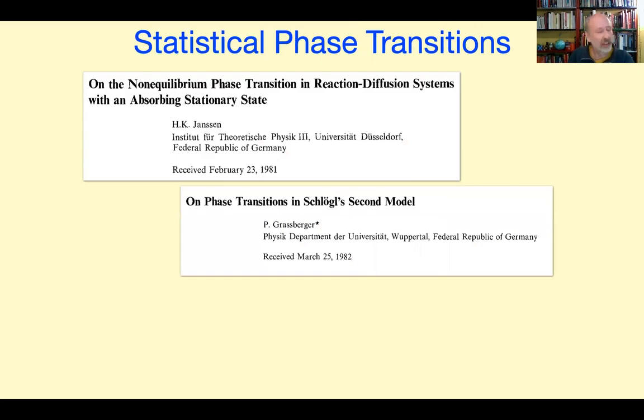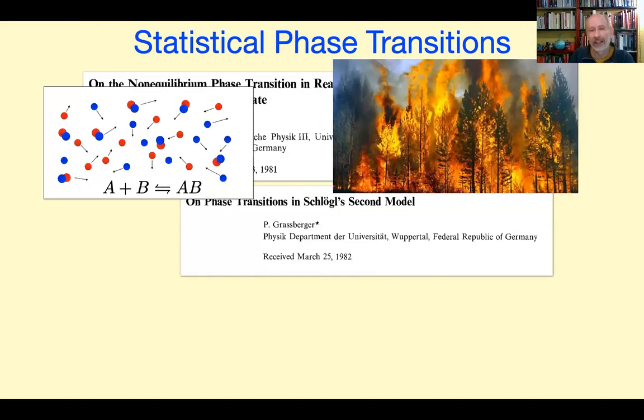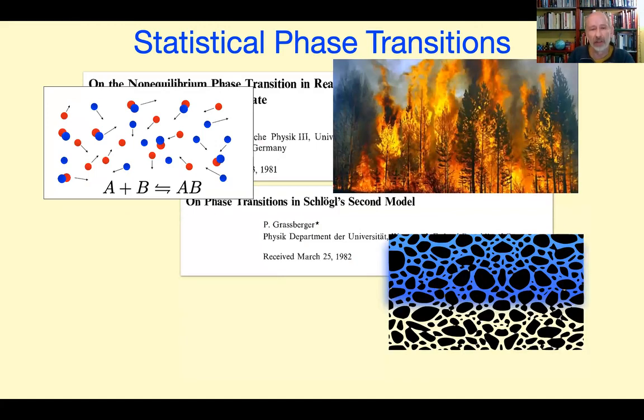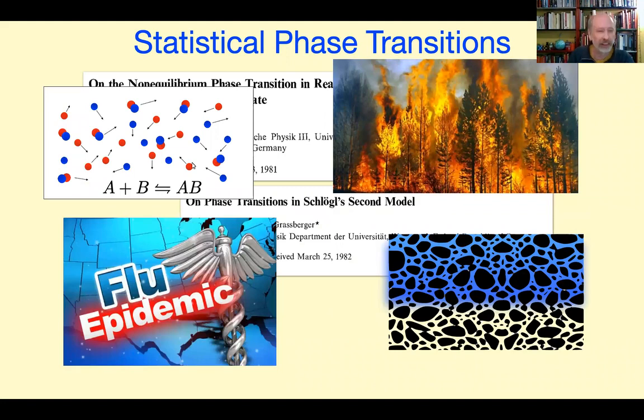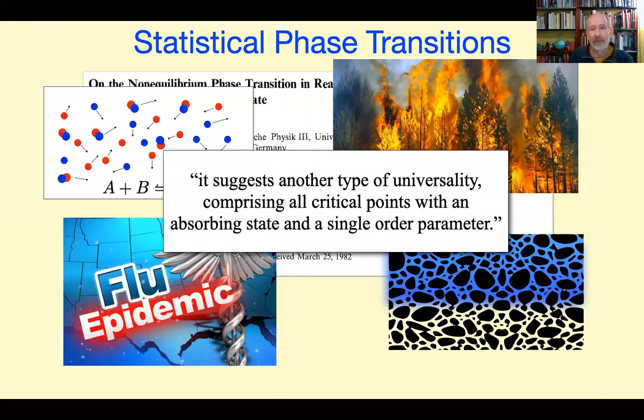Okay, so this brings me to statistical phase transitions. And this, again, dates back to the early 1980s, to work by Janssen and Grassberger, who proposed that there was a kind of universality in a variety of systems: heterogeneous chemical reactions, forest fires, flow through porous media, or flu epidemics, as we now are all very much aware of. I'll just quote from Grassberger's paper, that suggested another type of universality comprising all critical points with an absorbing state in a single order parameter.